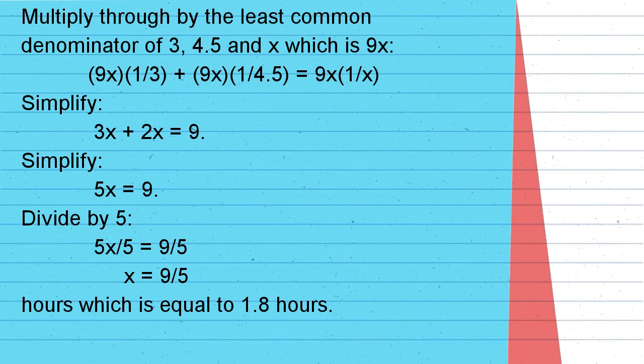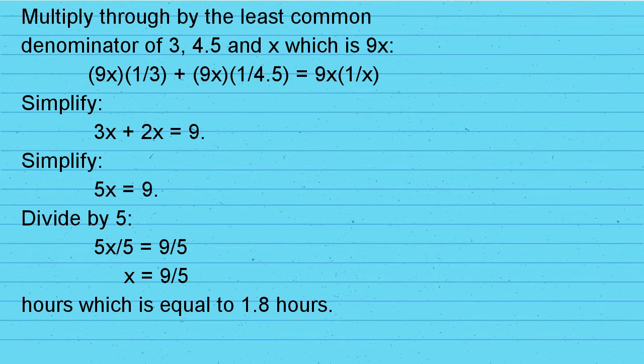Multiply through by the least common denominator of 3, 4.5, and x, which is 9x. Simplify. Further simplify. Divide by 5. The result is x is equal to 9/5 hours, which is equal to 1.8 hours.